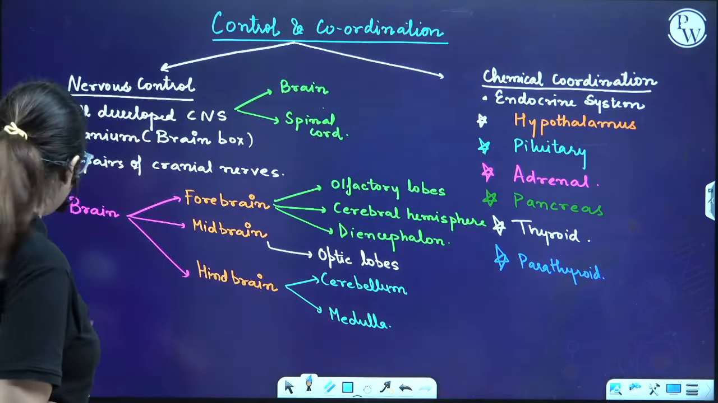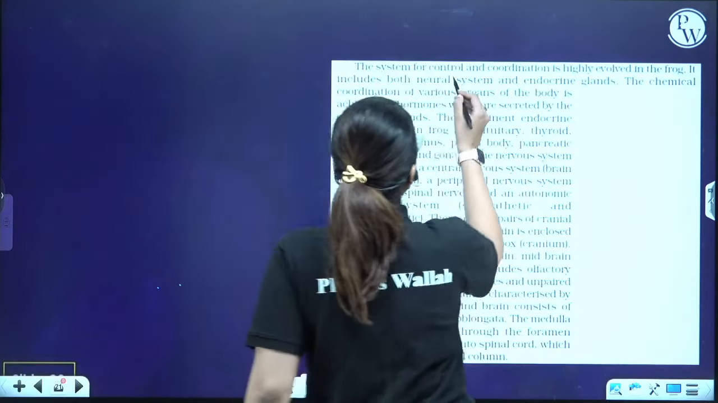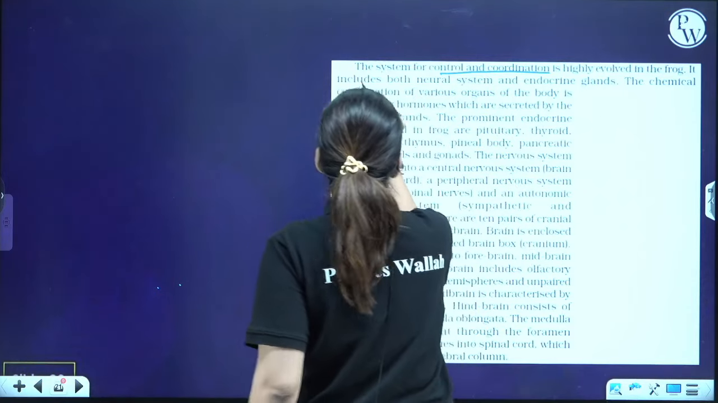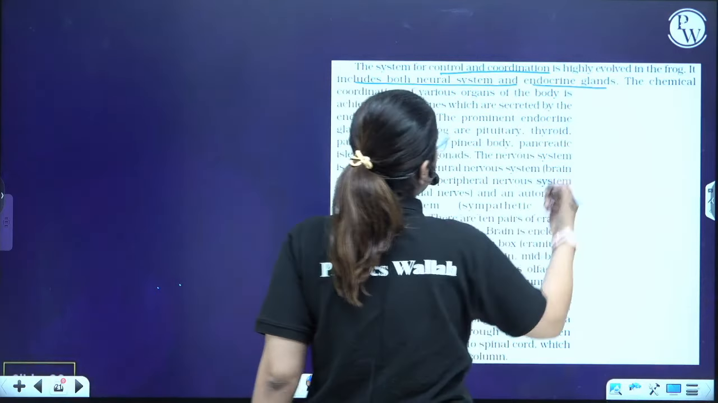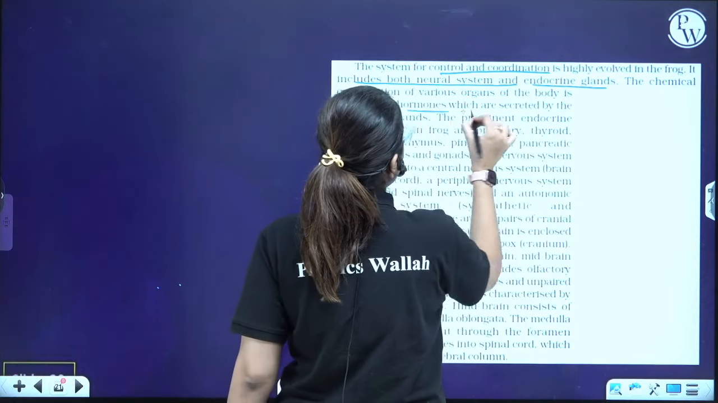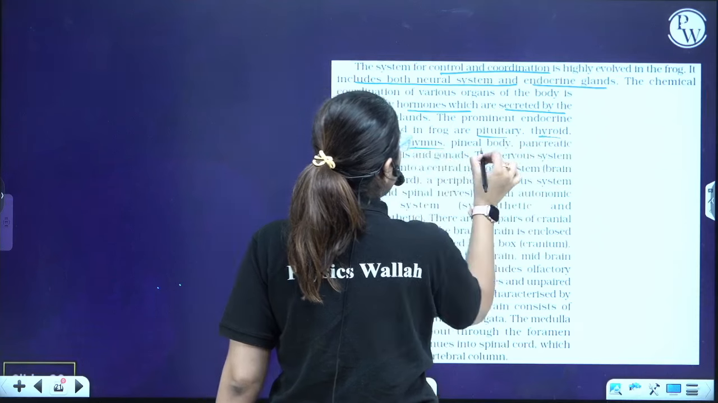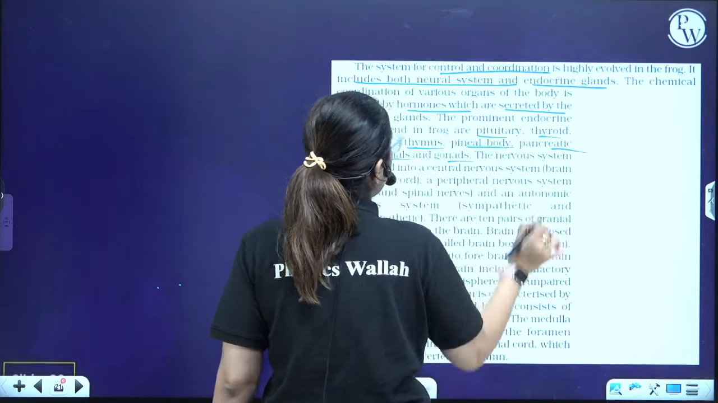So let's move further. Let's do a quick NCERT read. The system of control and coordination involved in the frog includes the neural system and the endocrine glands. Chemical control is by endocrine glands. Chemical coordination is achieved by hormones secreted by the endocrine glands. They are pituitary, thyroid, parathyroid, thymus, pineal, pancreatic, adrenal, gonad.